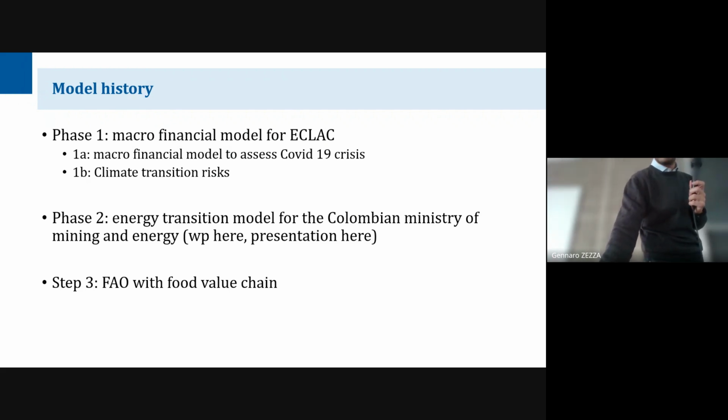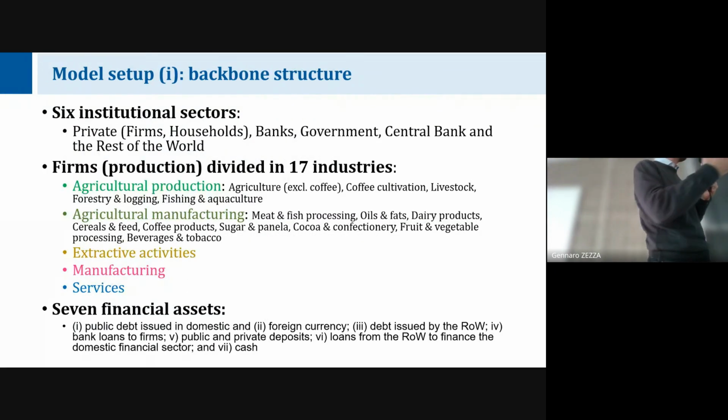Beside the historical trajectory of the model, what is more interesting is how we structure it. I think we're not trying to expand the literature with something completely new or innovative, but we are adapting something that already exists, and we try to talk with a community that is not familiarized with this model. So the model is a common model with just six institutional sectors: firms, households, banks, government, central bank, and the rest of the world.